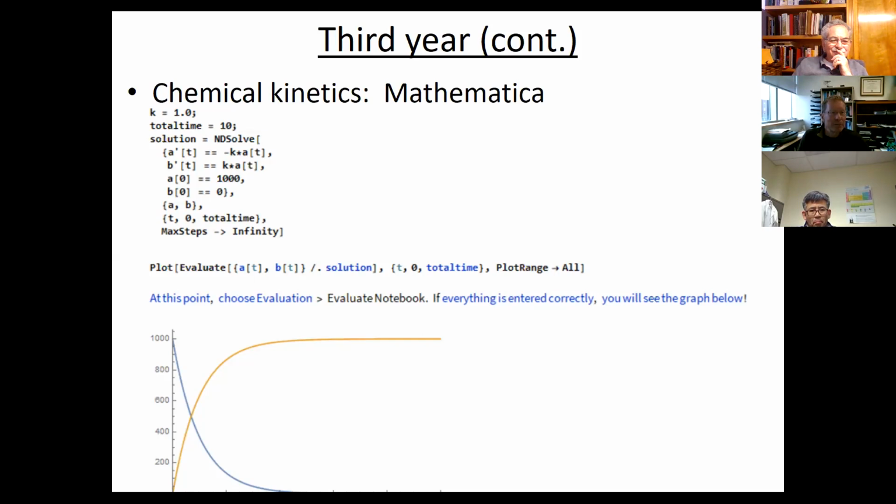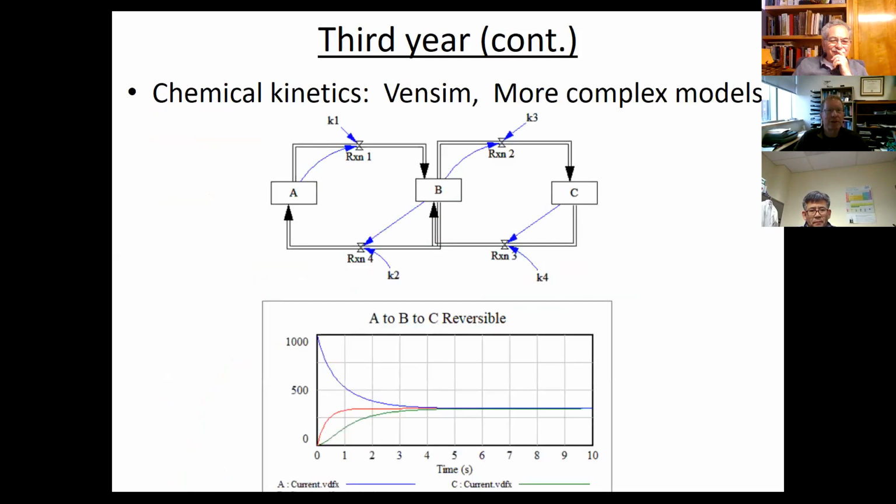Then we show them, well, an easier way to do chemical kinetics is to use a systems dynamics approach. So this is a program called VenSim. So we're doing a reversible A to B to C here. And again, they can go in and change the parameters here and see what happens to the results. So again, it's interactive. It makes asking those what if questions pretty easy. And we have them go out and find some real world experimental data and try to model it and match that data using these various platforms.